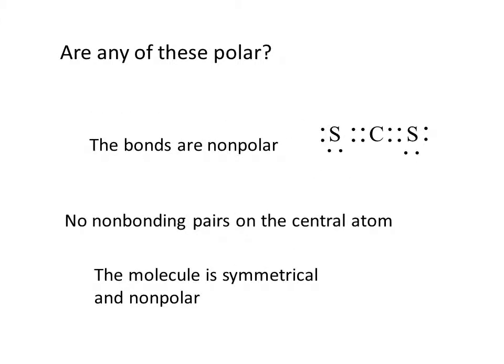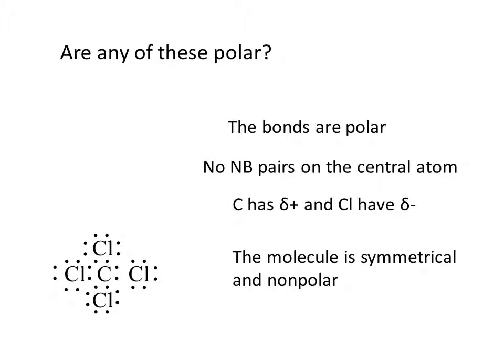Is carbon disulfide polar? If we look at carbon disulfide, we will see that the bonds are nonpolar. Carbon and sulfur both have an electronegativity of 2.5. Likewise, there are no non-bonding pairs on the central atom. This makes the molecule symmetrical. So with the combination of nonpolar bonds and symmetry, the molecule is nonpolar. If I look at carbon tetrachloride, I can see that there are carbon-chlorine bonds in there, and they are polar. Carbon has a del positive charge and chlorine has a del negative charge. But the carbon atom has no non-bonding pairs on it. This means the molecule is symmetrical and will be nonpolar even though it has individual polar bonds.